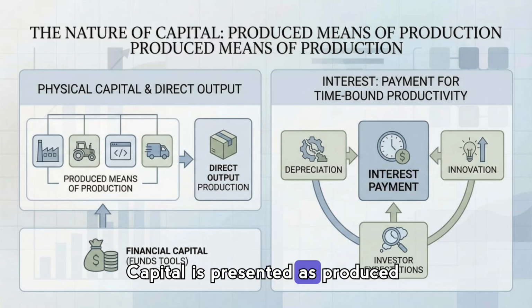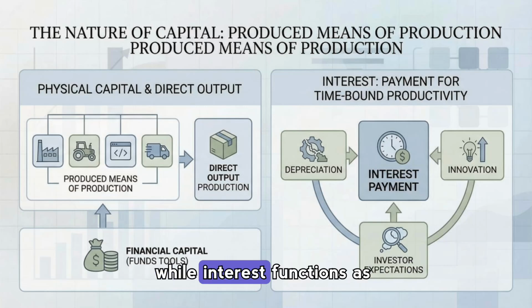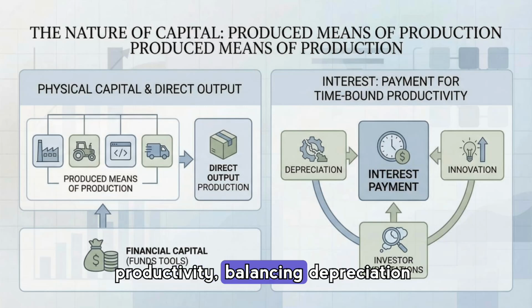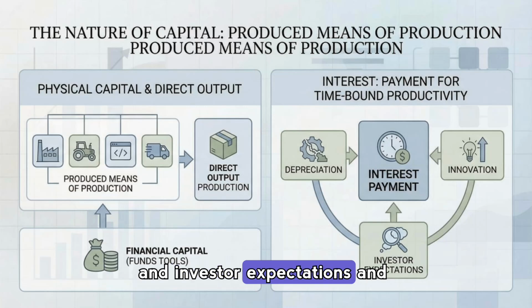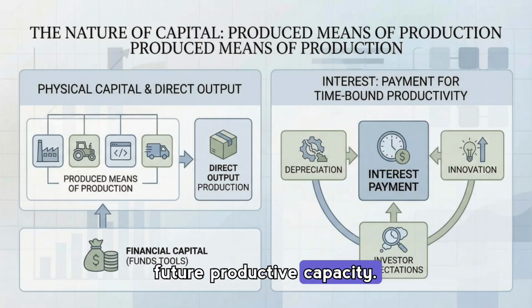Capital is presented as produced means of production, physical machinery funded by financial capital that creates direct output, while interest functions as compensation for time-bound productivity, balancing depreciation and investor expectations, and incentivizing innovation that sustains future productive capacity.